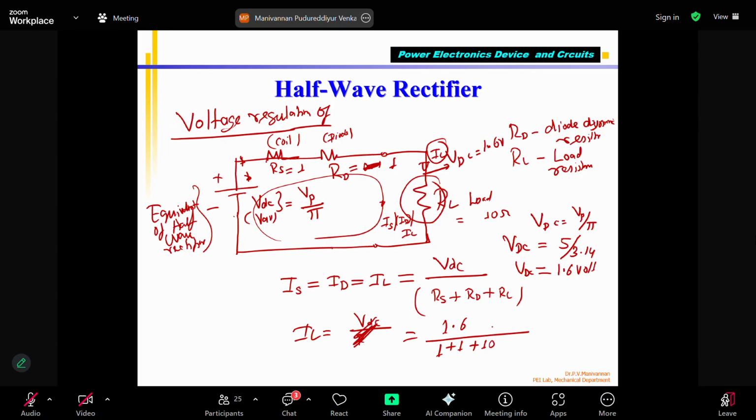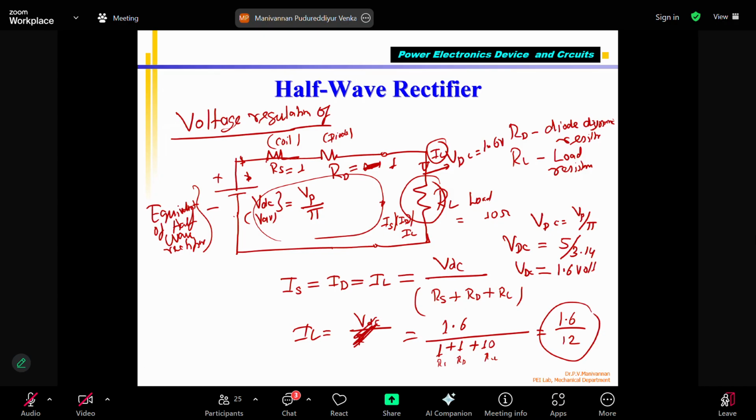Now, I want the current, which is nothing but VDC for the entire cycle divided by the total resistance. This is RS, this is RD, RL. Correct? So that is 1.6 divided by 12. That is our current going. It will be in milliamps, less than amps. So you can compute the load current.